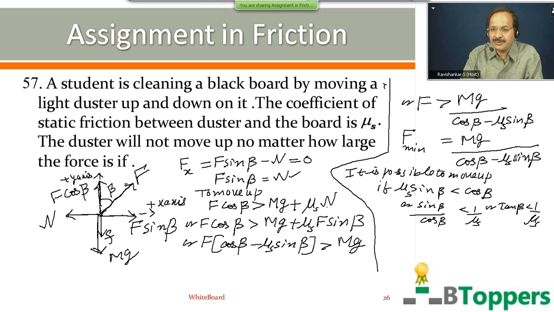That means if mu s sin beta is, suppose, more than cos beta, then the denominator will be negative. That means it is not possible to move up if mu s sin beta is more than cos beta. It is not possible to move up by applying any magnitude of the force if tan beta is greater than 1 by mu s.